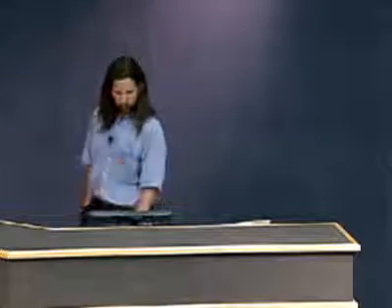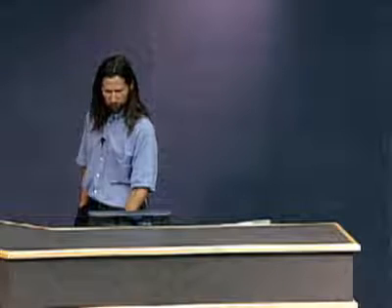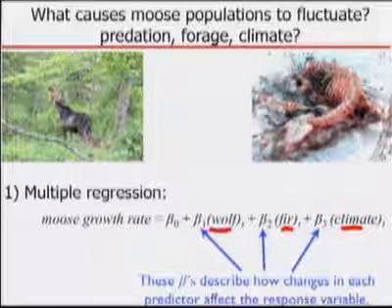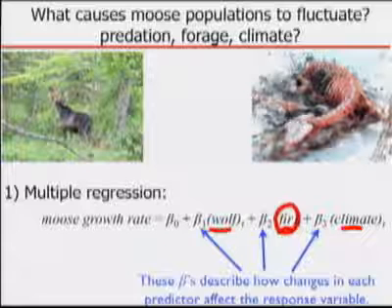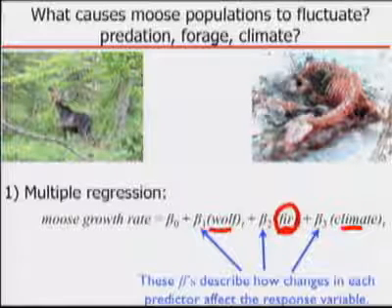And so, what we're going to have, I already mentioned what wolf and fir and climate refer to. Again, fir is shorthand for balsam fir, and that, of course, is an important food item for moose.